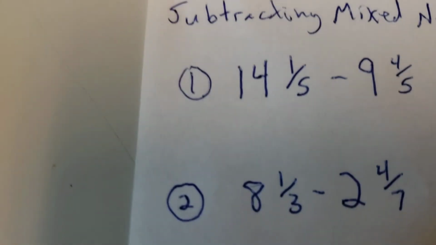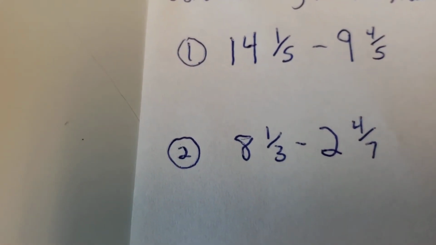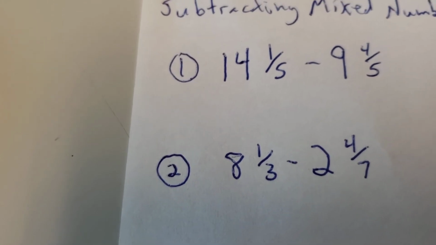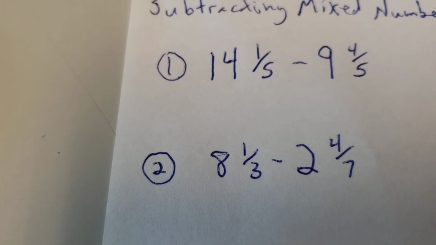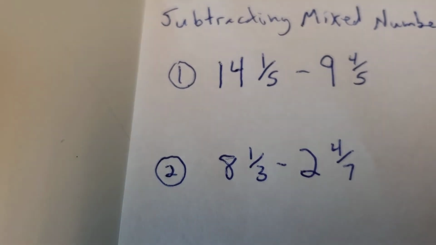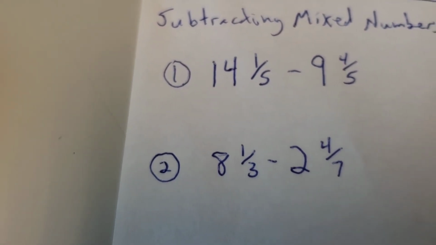All right, so here's a couple for you to try. You got 14 and 1/5 minus 9 and 4/5 for number 1, and 8 and 1/3 minus 2 and 4/7 for number 2. You want to pause it and then give your answers a shot in just a minute.